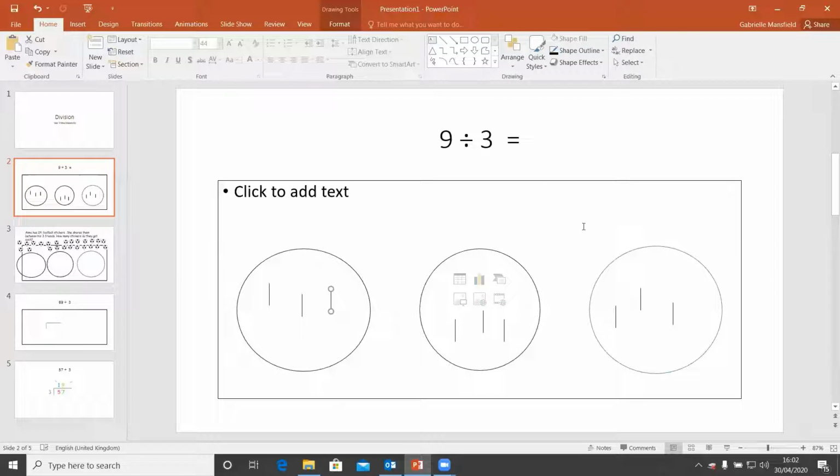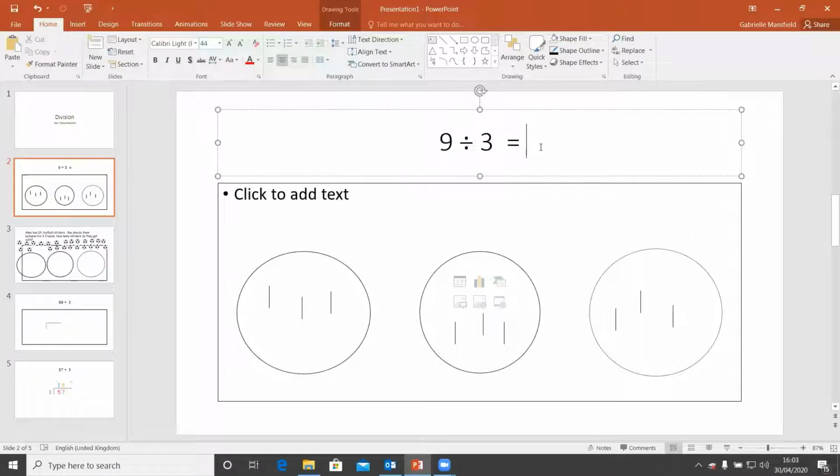So now that I have shared my number 9 out equally into my 3 groups, I'm going to count how many I have in one of my sharing circles. So in here I can see I have 1, 2, 3 inside my sharing circle. Just to check, I'm going to check that my other sharing circles have the same equal amount in them, which is 3 and 3. So 9 divided by 3 is 3.